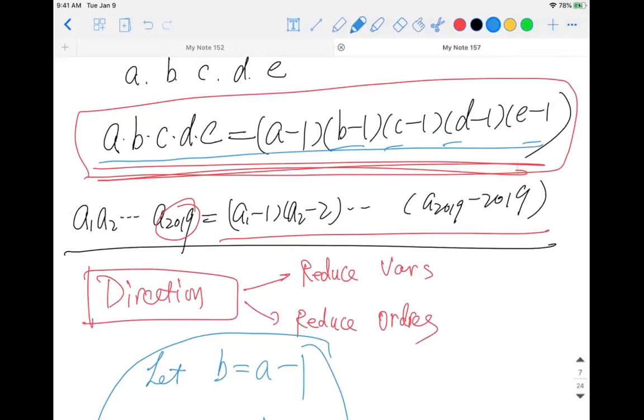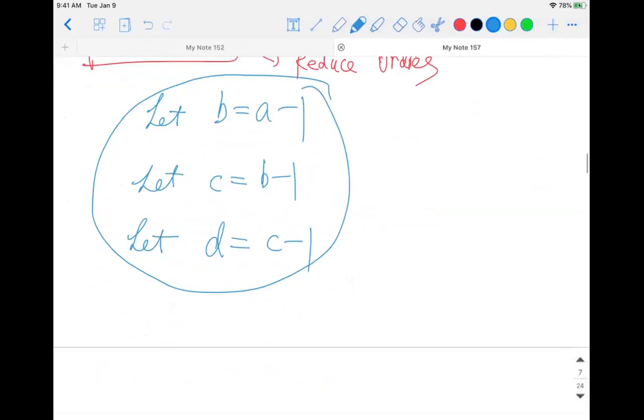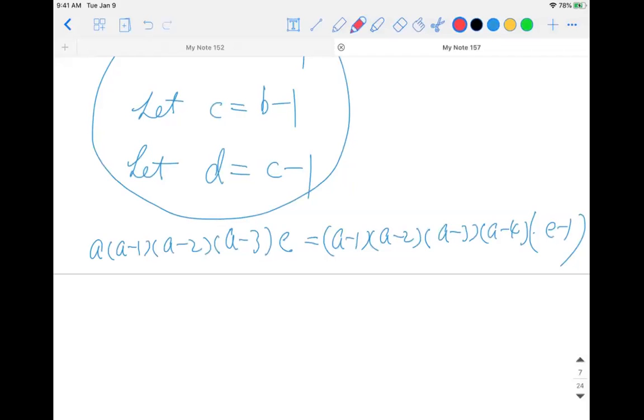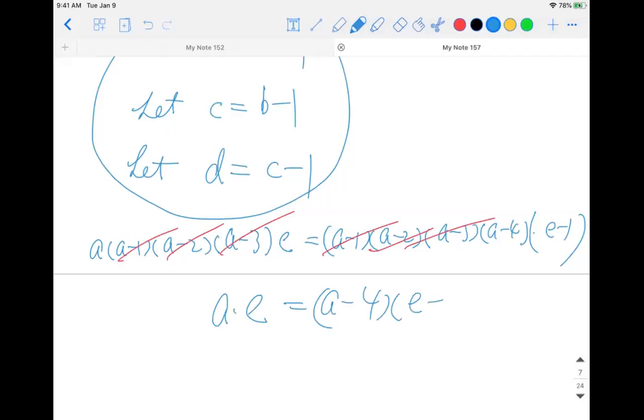What is going to happen here? The left-hand side is going to go to what? A minus 1, A minus 2, A minus 3, E. Right-hand side will be A minus 1, A minus 2, A minus 3, A minus 4, E minus 1. Is that right? So that being said, see, a lot of terms can be cancelled. You directly jump to A times E equals (A minus 4)(E minus 1). Right? 4E plus A equals 4.